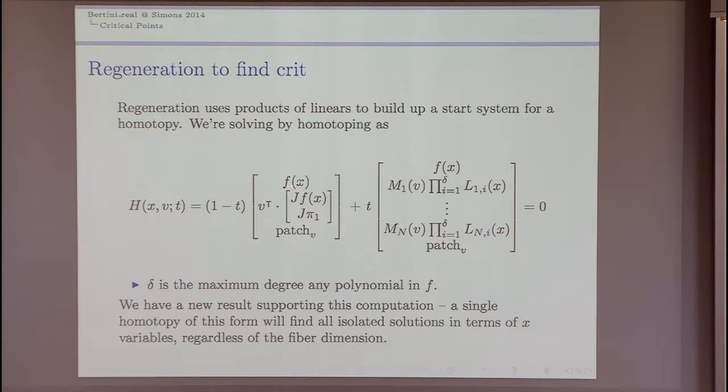So how do I solve that? I solve that by doing a regeneration to the system on the right here, and I solve the system on the left. So I've got these null vector variables right here. I've got this matrix right here. I've got the patch to make sure I don't just find the zero null vector, which you're not interested in.